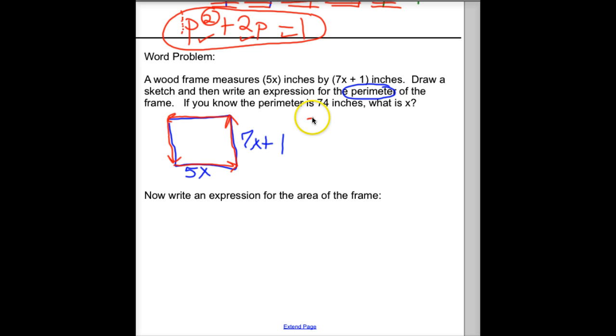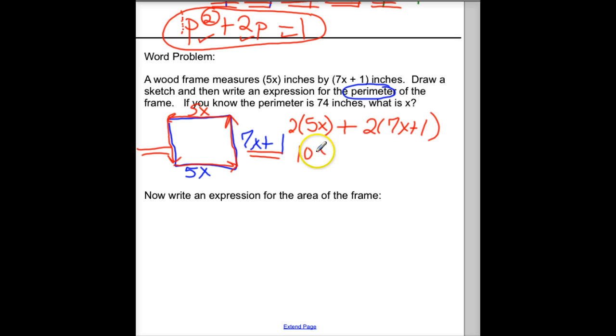Perimeter would be 5x, but what you might want to do instead of doing 5x plus 5x, some people might say, well, there's 2 of them and they're the same, so they might say it's 2 times 5x. Either way, you're going to get a 10x. Then I've got plus. Maybe instead of saying 7x plus 1 and another 7x plus 1, you might want to say I have 2 7x plus 1s. Either route is going to give you the right answer.